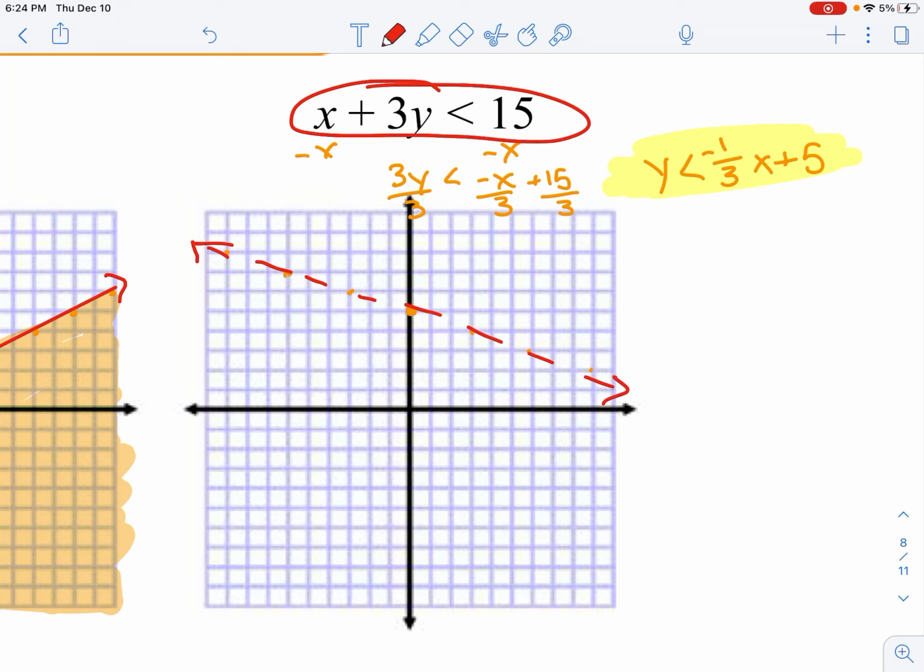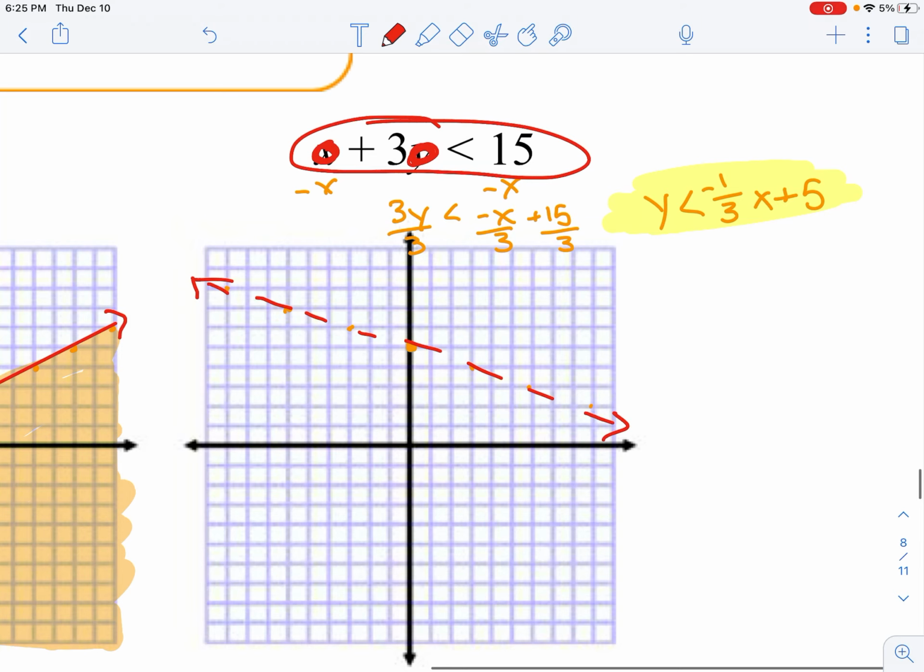Okay, there's my dashed line. And I'm going to shade it now by plugging in 0, 0. Well, I like to plug in 0, 0 to the original because look what happens here. We have 0 plus 3 times 0. So we've really got 0 is less than 15, which is a true statement. So we're going to have to shade the side with 0, 0 on it.